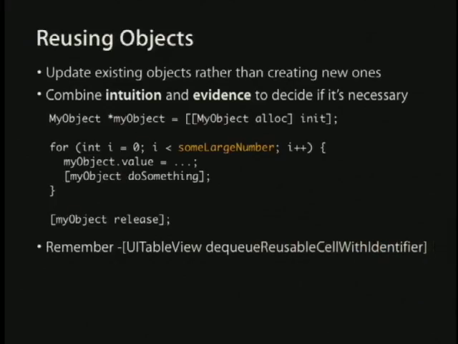And dequeueReusableCell with identifier is an example of that. One of the reasons it's such a big win for this case is that the cost of the creation of table view cells is almost entirely in the creation and initialization of the backing store for it. So the creation of all of its subviews and all of the memory that is drawn into for all those subviews, that can be really expensive. But the cost of just redrawing a single line of text in it is not very much. It's dwarfed by the cost of allocating the entire cell hierarchy itself.